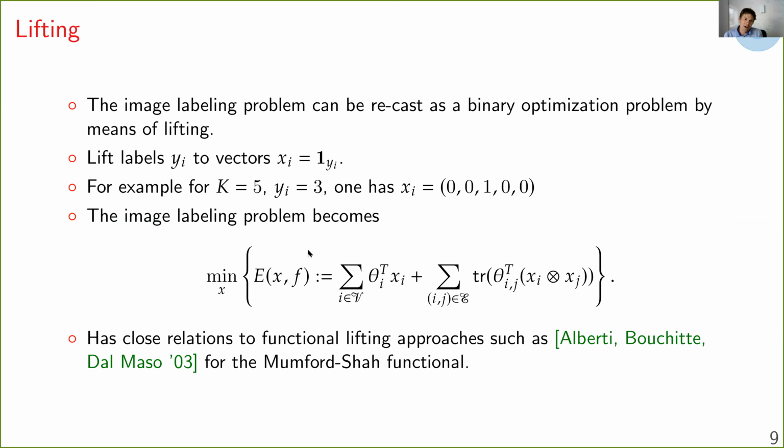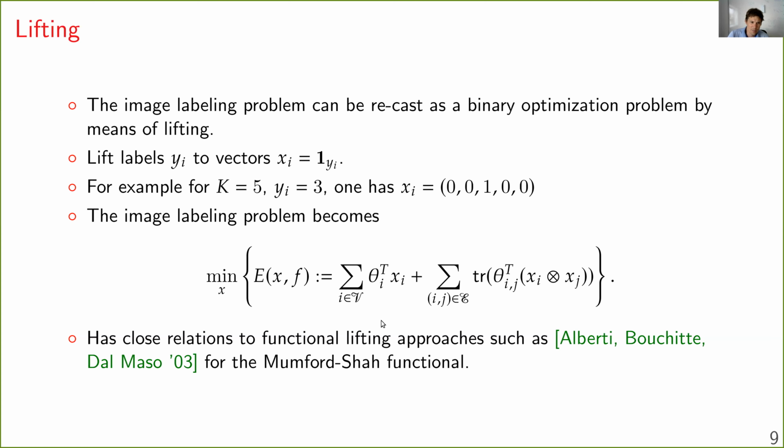So now let's move forward towards algorithms that can not only minimize the problems on a chain, but can also solve the complete problem on grids. But first we need to reformulate it. First of all, the image labeling problem will be recast as a binary optimization problem. So this is something that is sometimes called lifting.